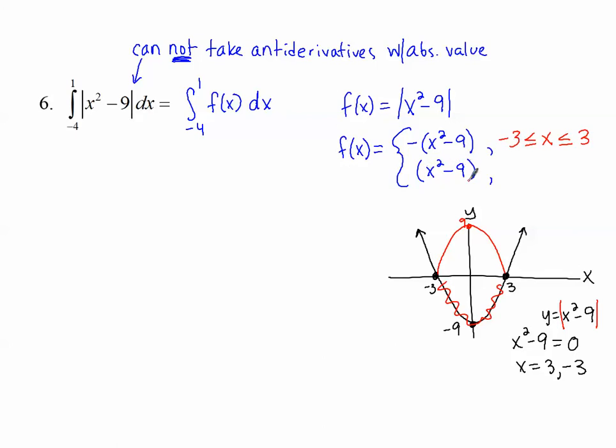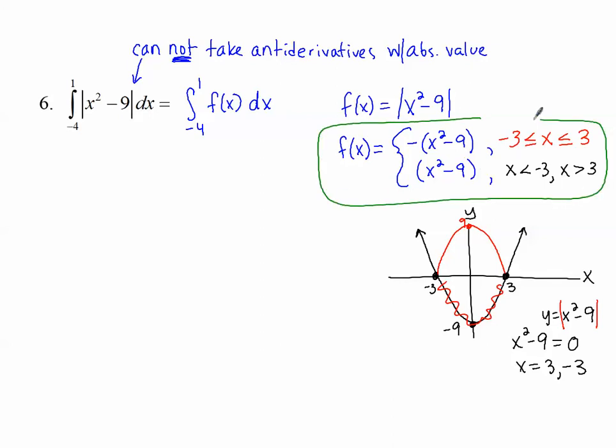The part that is the same, which hasn't been flipped over, still this positive portion, is everywhere when x is less than -3 and greater than 3, according to this graph. Now that we know what f of x equals without absolute value symbols, this is what we are going to refer to when we are taking the definite integral from -4 to 1.